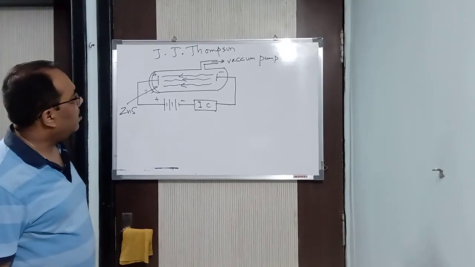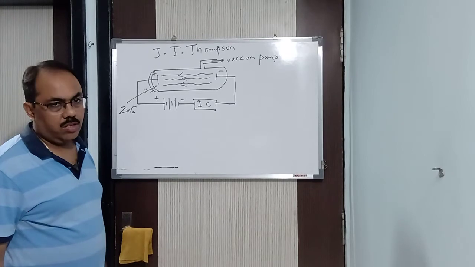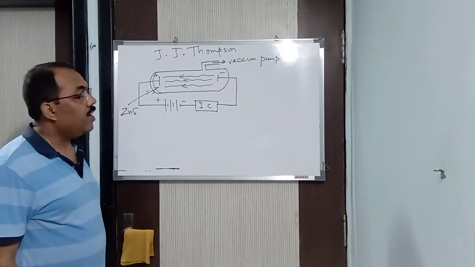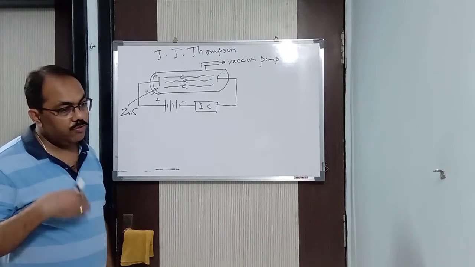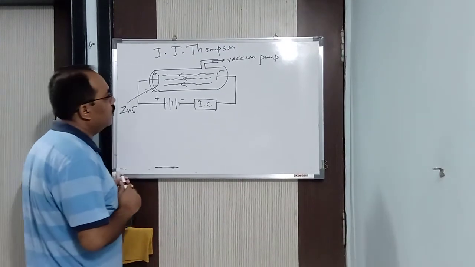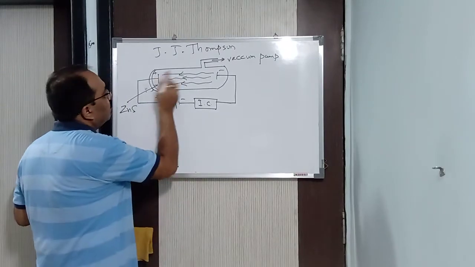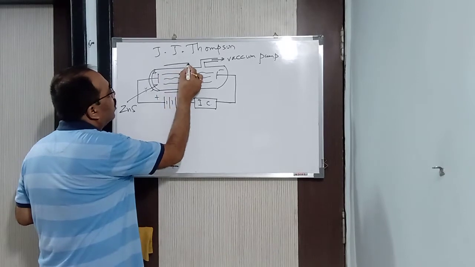Now, from Thomson's experiment we got the cathode rays. Now we have to know the properties of the cathode rays. So first of all, we will place two plates here. Two plates, meaning two electrodes, we are going to place.